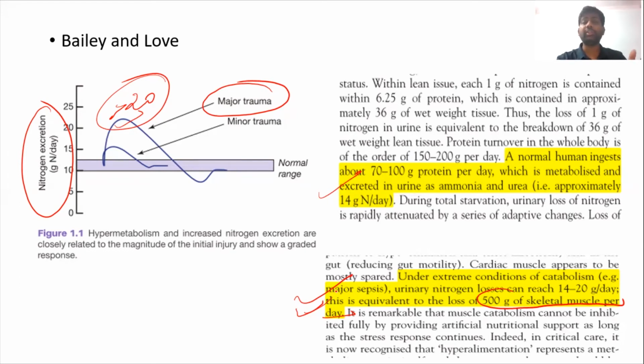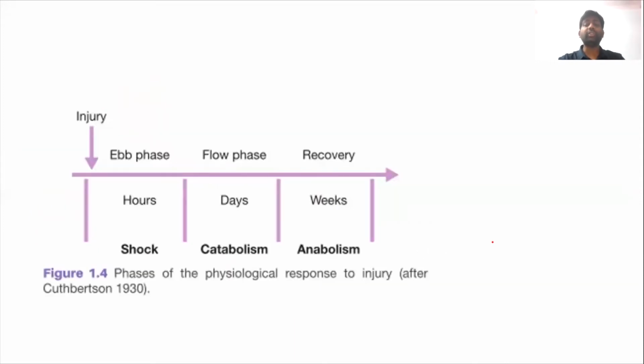Now let us understand. There are a lot of responses. We will stick to the common things, the forgotten things, the ignored things first. So the next is about the ebb and flow model. This is a very common thing which is given in detail in Bailey and Love. The ebb and flow model is very simple.